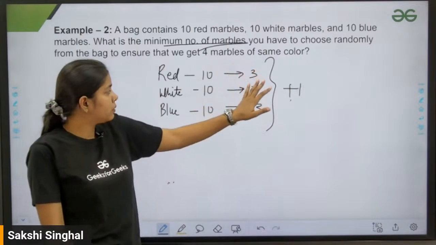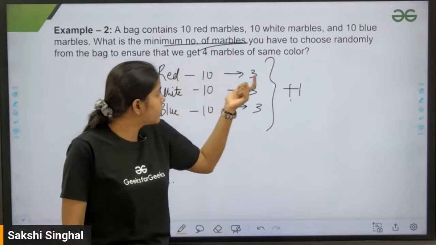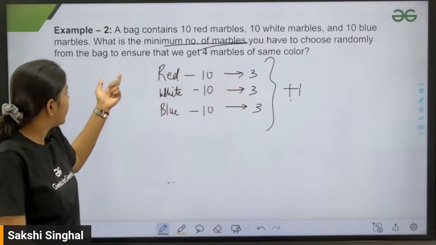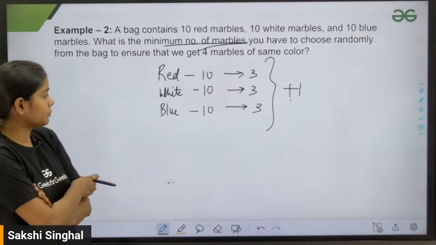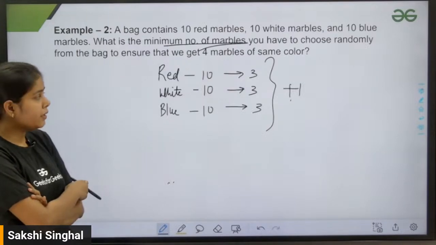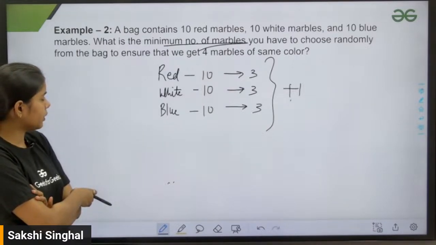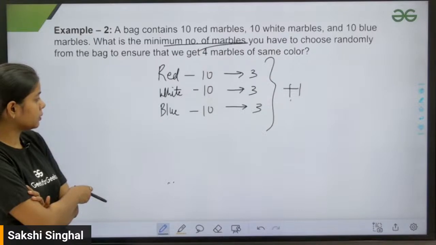So you have to choose randomly from the bag to ensure that we get 4 marbles of the same color, right? Just a minute. 4 marbles of the same color.